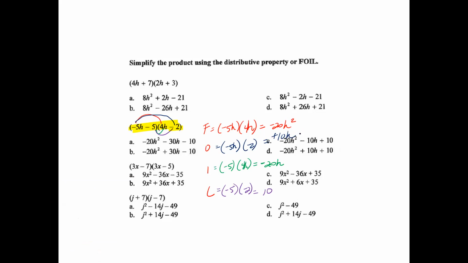Now, looking at this, can you do anything to combine the outer and inner? I think so. Negative 20h plus 10h is a negative 10h. So your answer is negative 20h squared minus 10h. Whoops. Don't include it one more time because I already combined it, plus 10. So which answer does that match? And I think it's actually C right here. So now go ahead and work on the following 3 questions.